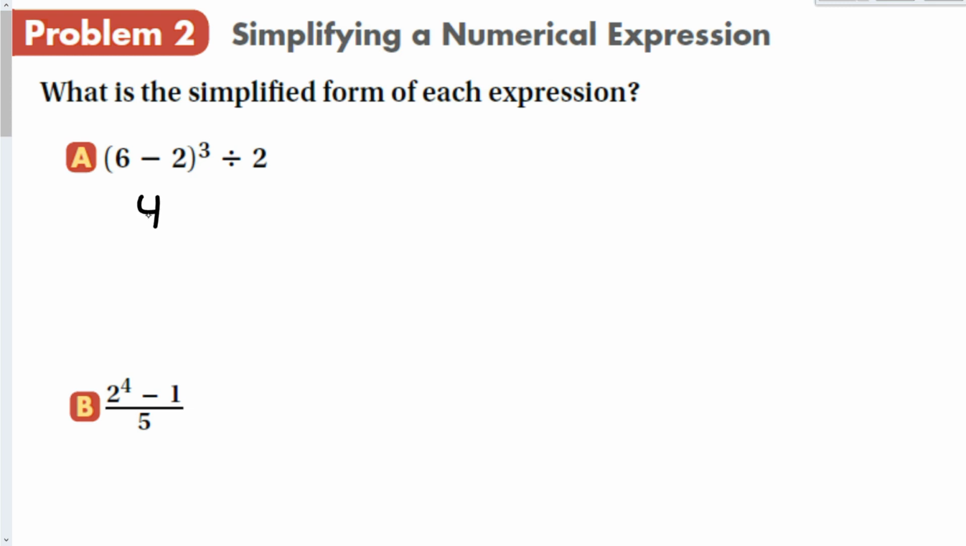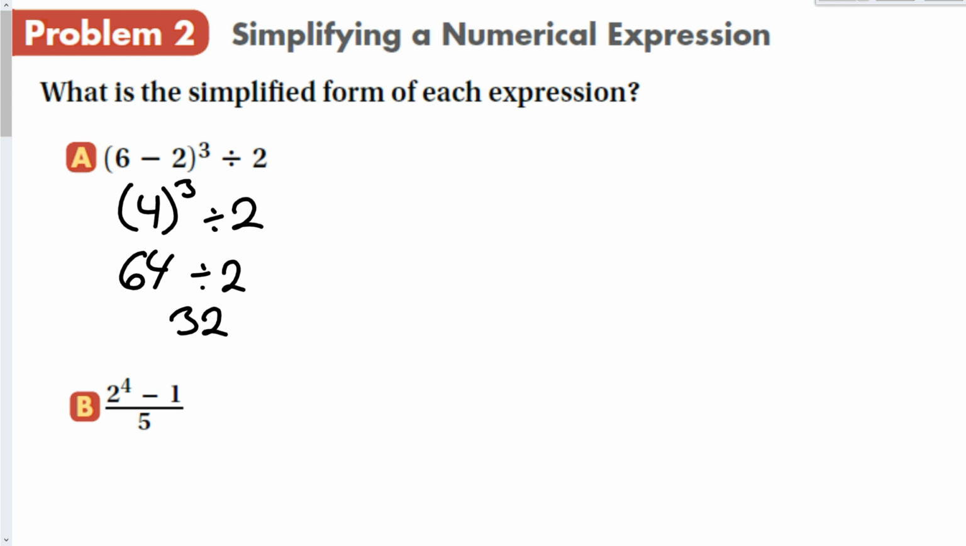So the 6 minus 2 would be 4, to the third divided by 2. Well, 4 times 4 is 16 times 4 more gives me 64 divided by 2, which is going to be 32.